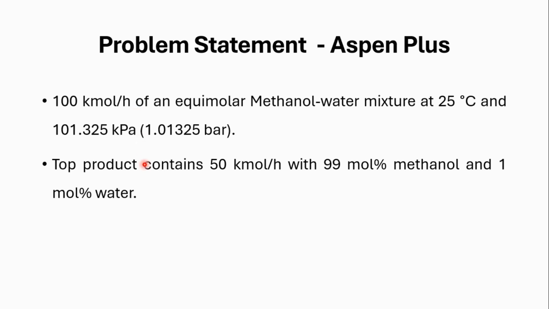And we have been given the information about the top product, that the top product contains 50 kmol per hour, obviously the flow rate, with 99 mole percent methanol and 1 mole percent water. So the flow rate of the top product is 50 kmol per hour. The mole fraction of the top product is 0.99 methanol and 0.01 water. So we will now go to the Aspen Plus and we will simulate this activity over there.